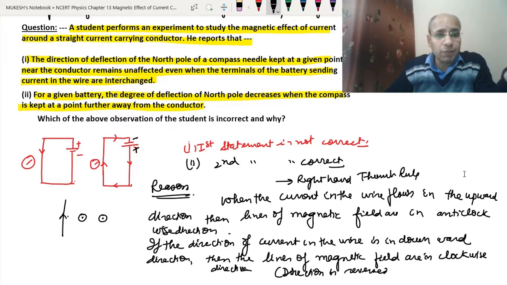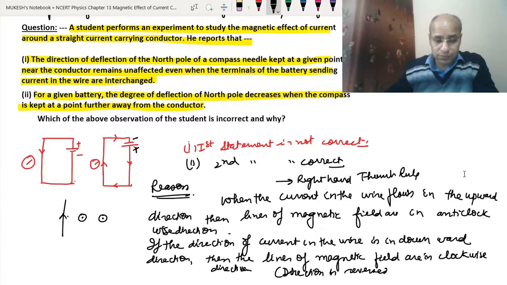Second is, for a given battery, the degree of deflection of the north pole decreases when the compass needle is at a point further away from the conductor. This is true because as we go away from the conductor, the magnetic field reduces, so the deflection in the compass needle also reduces. I hope this is clear to you.